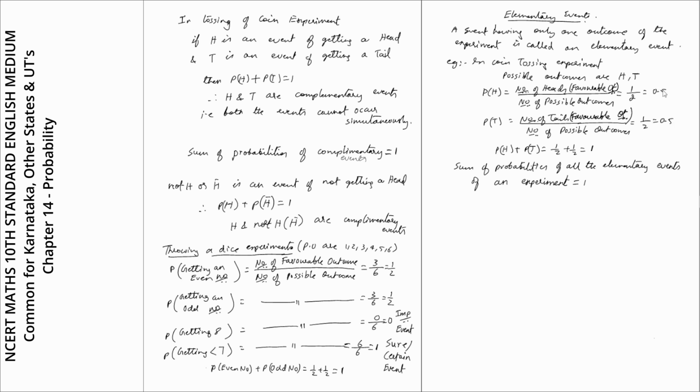Now if we add these two probabilities, probability of head plus probability of tail is 1 by 2 plus 1 by 2, which is equal to 1. Therefore we can conclude that the sum of probabilities of all the elementary events of an experiment is equal to 1. Not only in this experiment, take any experiment, the sum of the probabilities of the elementary events will be equal to 1. In a coin tossing experiment, the event of getting a head and the event of getting a tail are complementary events as well as elementary events. But this may not be the same case in all other experiments.